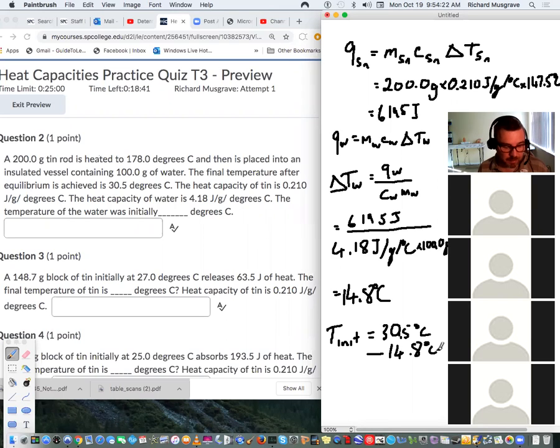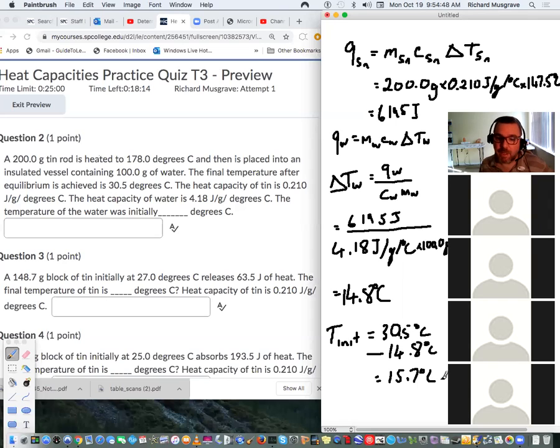So that comes out to be 15.7, which I think makes sense, because the water was at 15.7 degrees Celsius initially. Then we put the iron in, sorry, tin. It went up to 30.5 degrees because the tin released a whole bunch of heat into the water. So it absorbed heat in order to become 30.5 degrees Celsius.